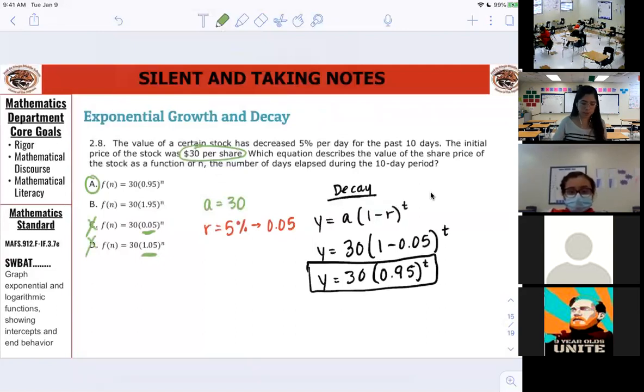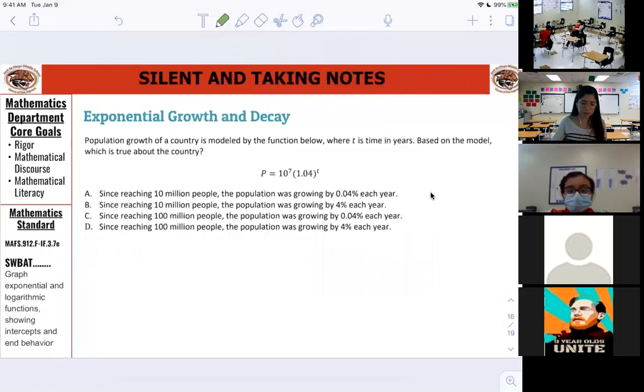All right. Try this one on your own. I'll put up a poll. We're almost done. Okay, while you guys are looking at the answers, I'll read. Population growth of a country is modeled by the function below, where t is time in years. Based on the model, which is true about the country?